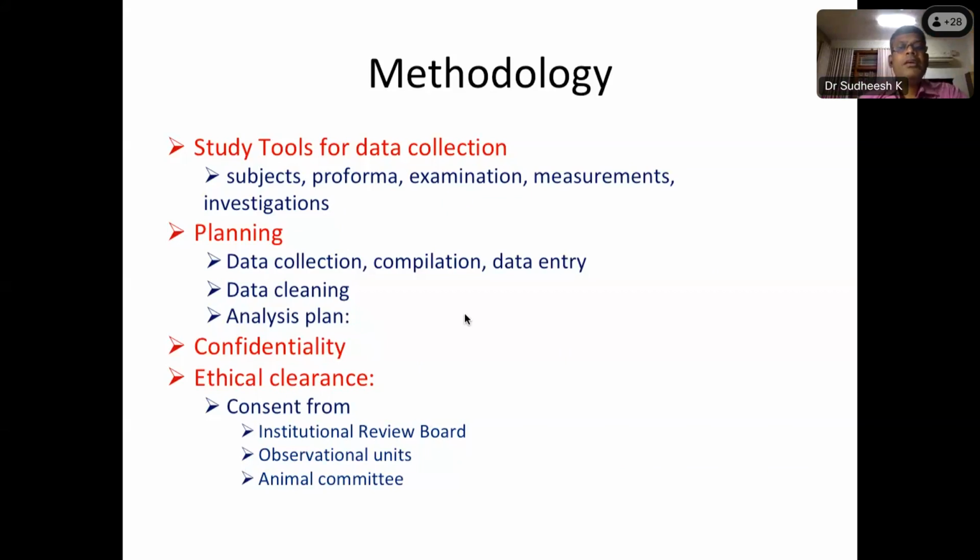And then the next is the planning: what kind of data collection, compilation, data entry, and analysis plan. How you are going to statistically analyze whatever data is collected. And finally, and most important, is the confidentiality and ethical clearance, which has to be mentioned in your synopsis. That is, how you are going to ensure the confidentiality.